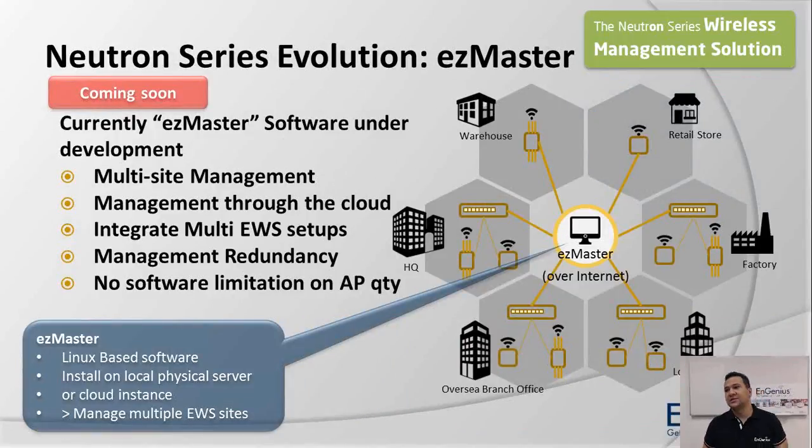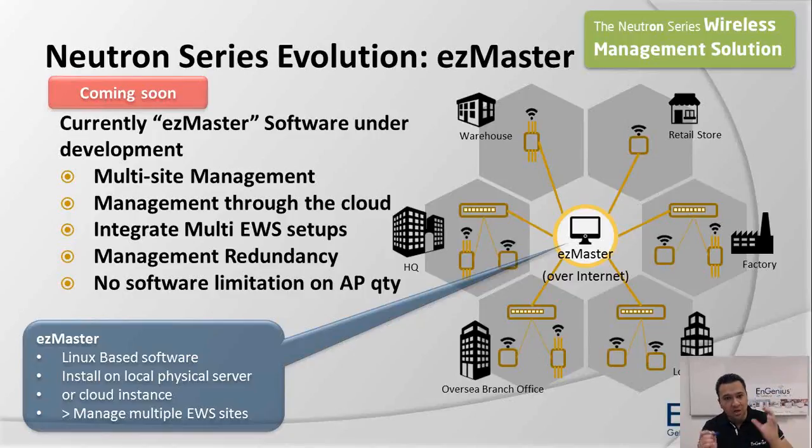Next slide. Okay. Like I said, we have our first pre-launch of our EasyMaster software. I'd just like to mention it very shortly. What is our EasyMaster? Well, for real multi-site management, EnGenius is developing the EasyMaster distributed management solution software. It is a Linux-based software that needs to run on a local server or cloud instance. And the main features are as follows.